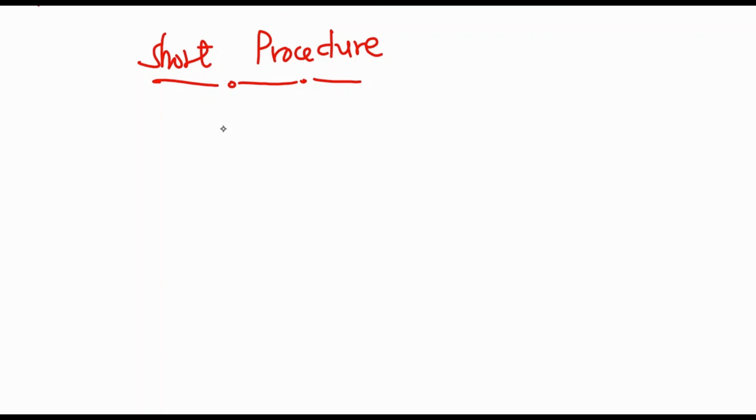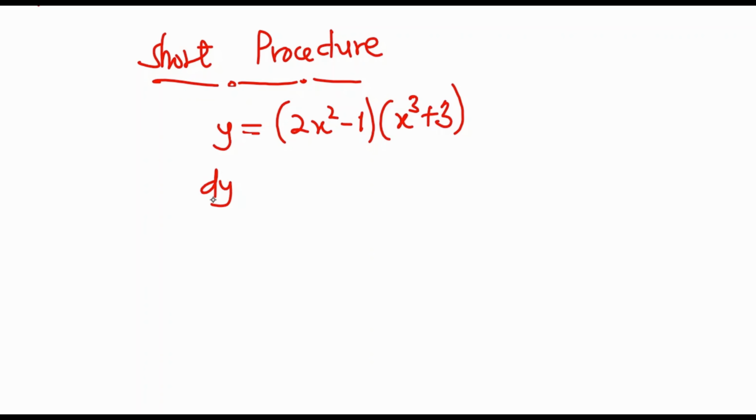In the question, we're given y equal to 2x squared minus 1 multiplied by x cubed plus 3. The short procedure says that if you are differentiating y with respect to x, then you have dy/dx equal to, first we maintain the first function, that is 2x squared minus 1 maintained, and then we differentiate the second function. Differentiating x cubed plus 3, we have 3x squared.